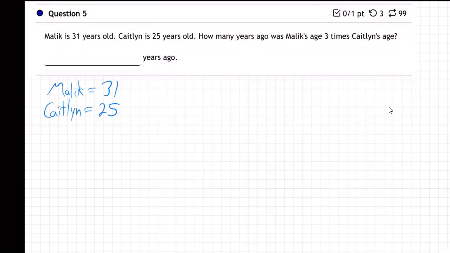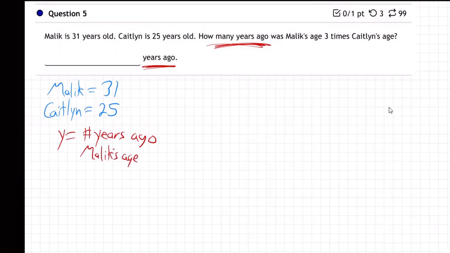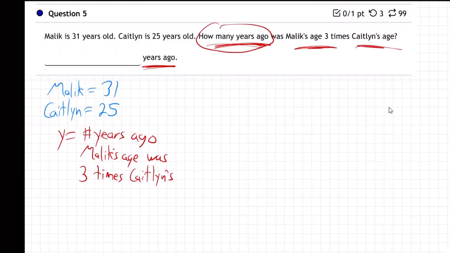So what variable am I going to use? Well, what are they asking for? How many years ago? That's what they want. So I'm going to let Y be the number of years ago, when Malik's age was 3 times Caitlin's. That's what they're saying, right? How many years ago was Malik's age 3 times Caitlin's?